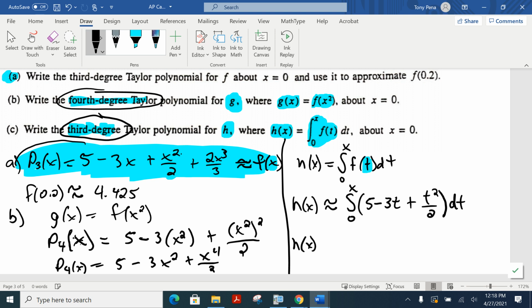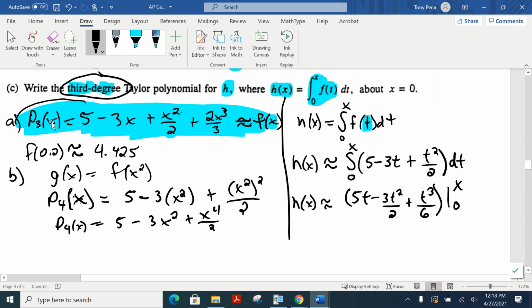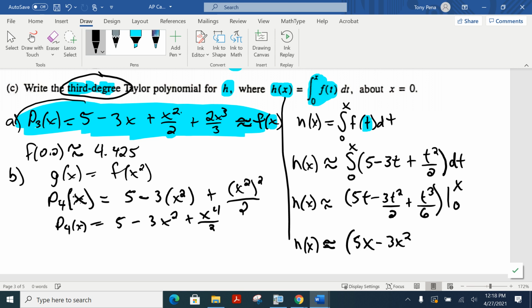So the function h of x is approximately, we just go through this antiderivative. So the nice thing about this chapter is a lot of review of old ideas here. So if we now go through, find your antiderivative, we're going to evaluate that from 0 to 6. Whole upper limit, subtract lower limit, and what we get is h of x would be approximately 5x minus 3x squared over 2 plus x cubed over 6. That's your upper limit plugged in.